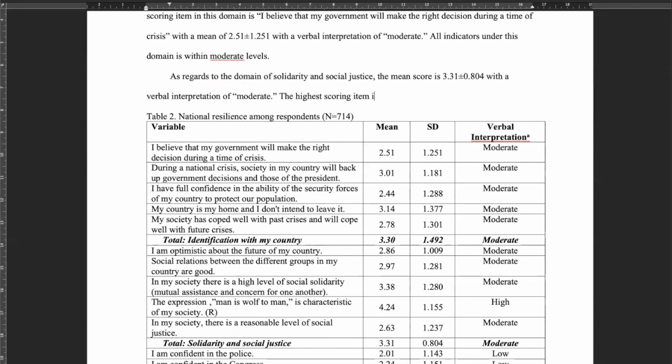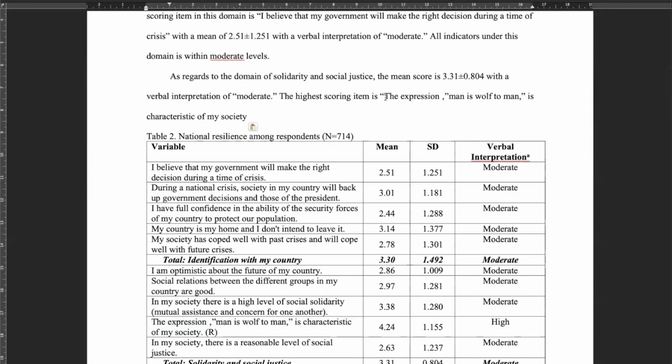item is the expression "Man is wolf to man," something. But it is reverse coded, no? So we should indicate what is reverse coded. But this 4.24 is the reverse coded score. So, it means people do not believe that man is wolf to man. So is society, right?